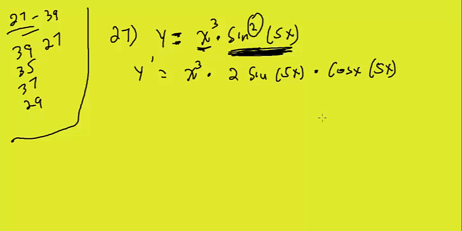Remember, I keep writing 5x. Okay, until I go inside, the derivative of that is 5. That's only halfway done. Plus the second, which is sine squared of 5x, times the derivative of the first, which is 3x squared. Product rule.